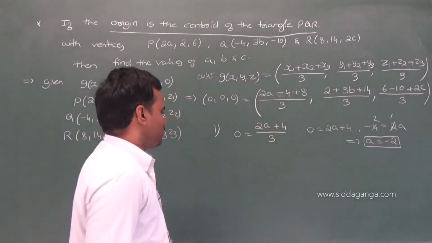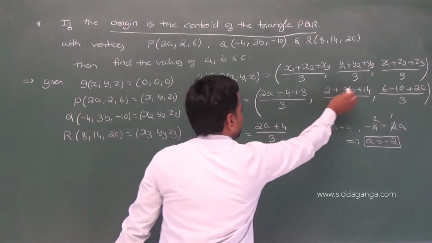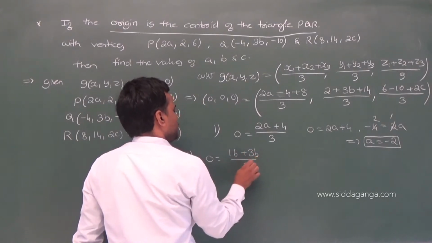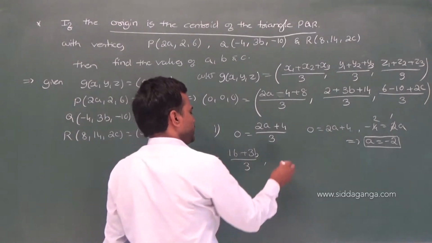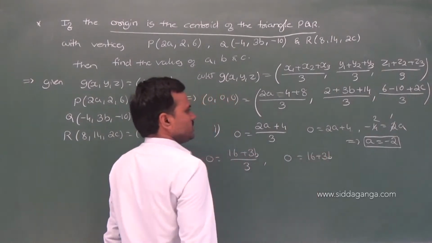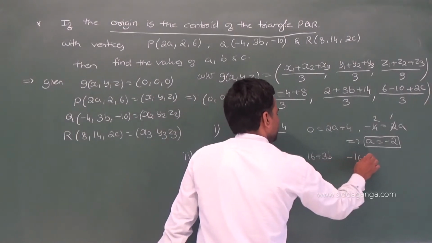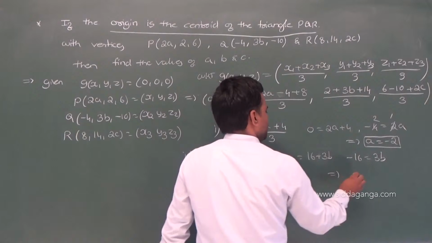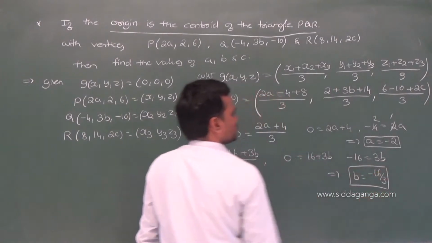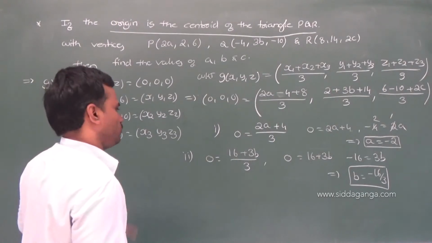Correct? Similarly, we equate the y coordinate. 0 is equal to 2 plus 14, 2 plus 14 is how much? 16 plus 3b divided by 3. Cross multiplying, 0 into 3 is 0 is equal to 16 plus 3b. Shifting 16 from right side to left side, it becomes minus 16 is equal to 3b. That implies b is equal to minus 16 divided by 3, correct?